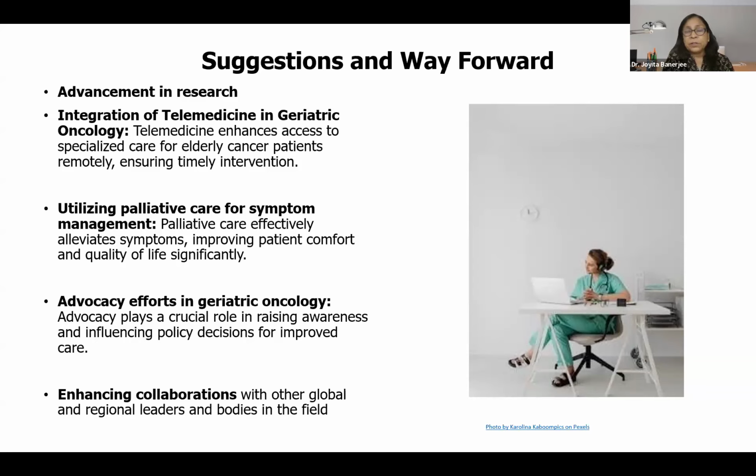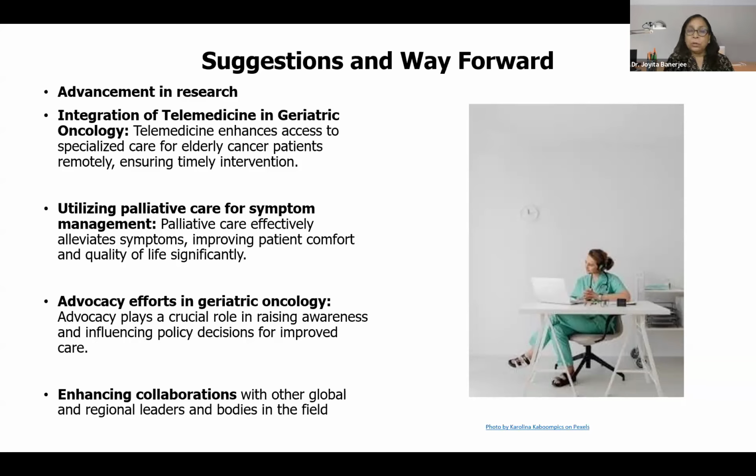Utilizing palliative care for symptom management is very important. Palliative care, it has been seen, is being used minimally. So palliative care should be used, and it should start as soon as the diagnosis of cancer is made in the older adult, so that it can alleviate symptoms and improve the quality of life.